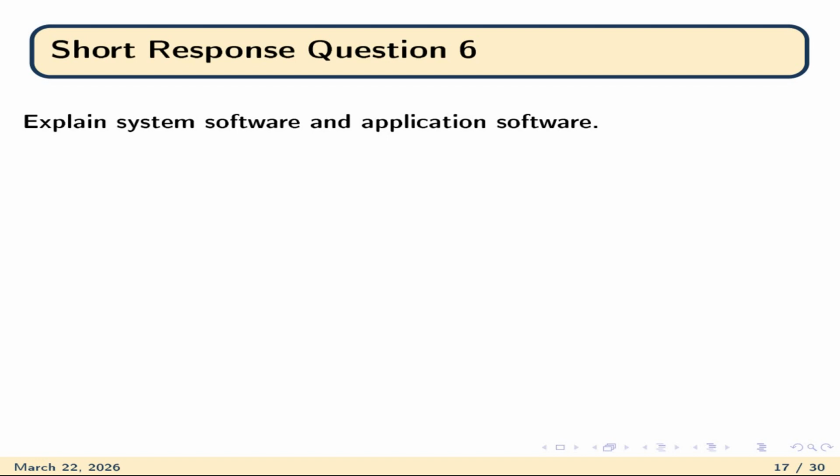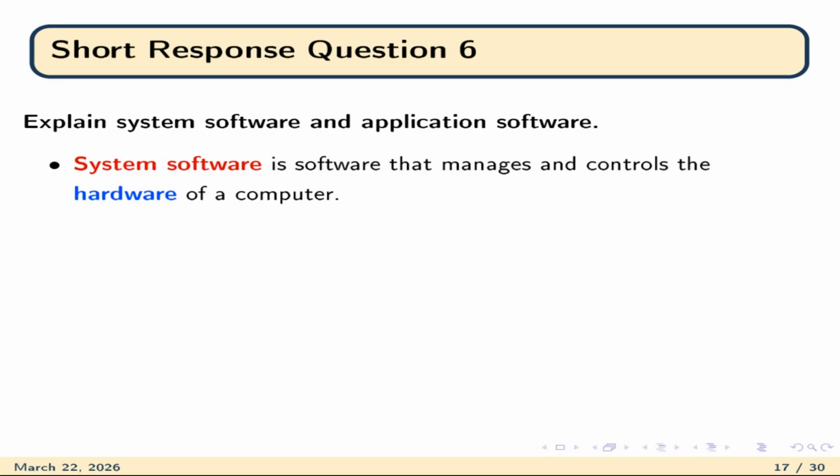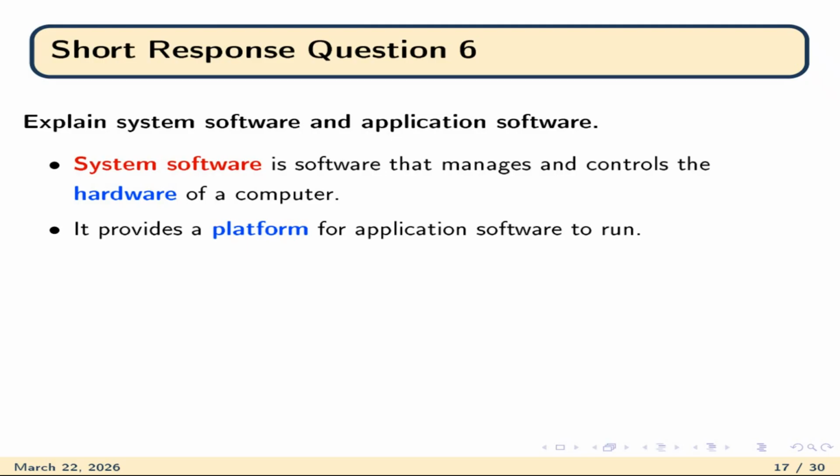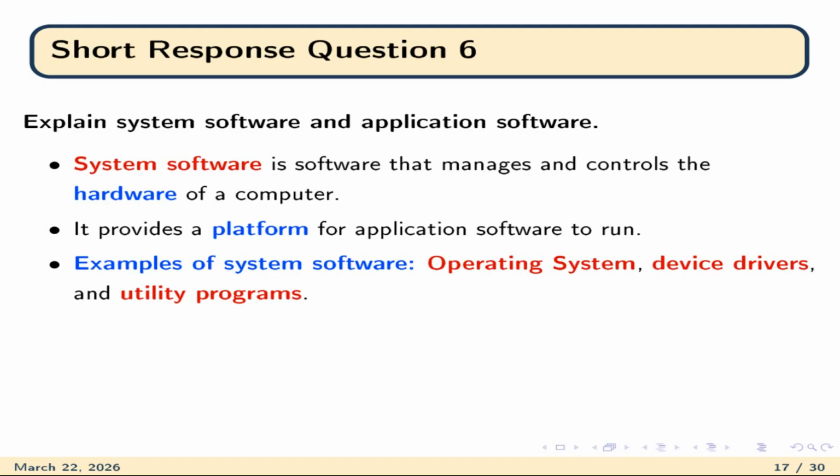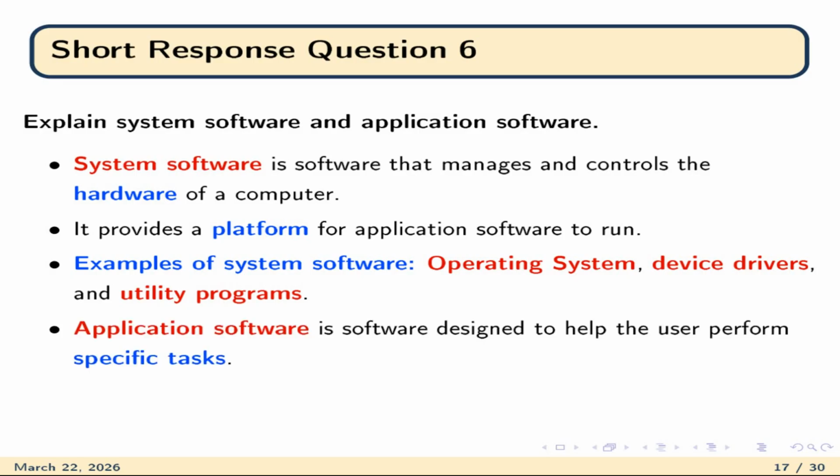Question number 6. Explain system software and application software. System software is software that manages and controls the hardware of a computer. It provides a platform for application software to run. Examples of system software: operating system, device drivers, and utility programs.